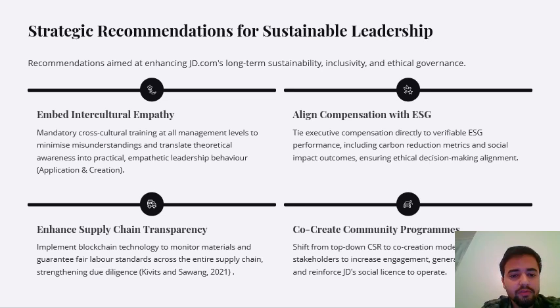Second, the executive compensation of JD.com must be tied to the results of ESG, with responsibility for both carbon emissions and social performance. This alignment supports the ethical aspects of decision making and relates performance evaluation to sustainable outcomes. Thirdly, by monitoring materials with the help of blockchain, JD could improve supply chain transparency and guarantee fair labor standards, along with the ability to track materials.